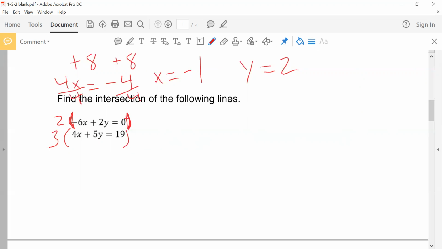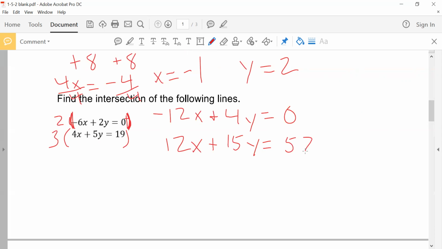So the modified equations will be negative 12x plus, excuse me, not 2y. Remember, I need to multiply or distribute that too. It will actually be 4y equals 0. And on the bottom, we have 12x plus 15y equals 3 times 19. Let's see, 38 plus 19 would be 57. Okay. Notice the x's canceled just as we had planned, which gives us 4y plus 15y.